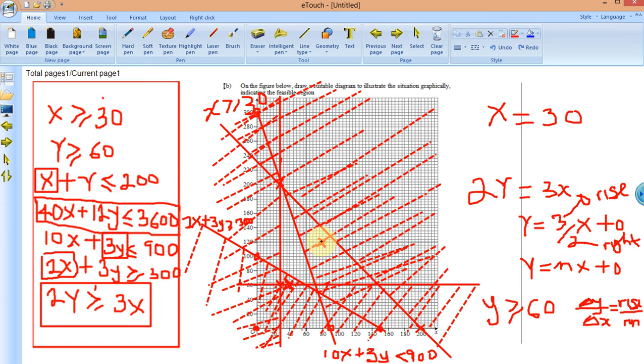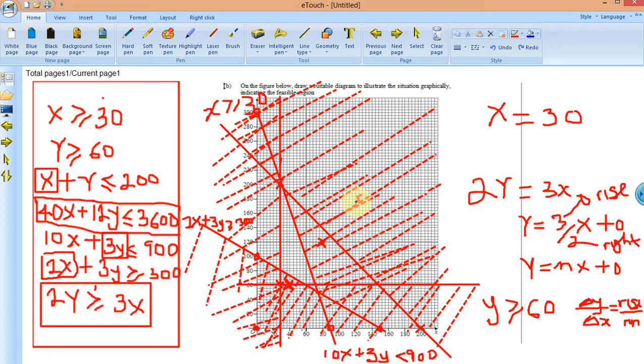Then from here also, I'm on 80 now. 2 steps will take me to 120. Am I correct? Yes, because 100 and 120. Then 3 steps up, so that will take me to 180. So this is it here.